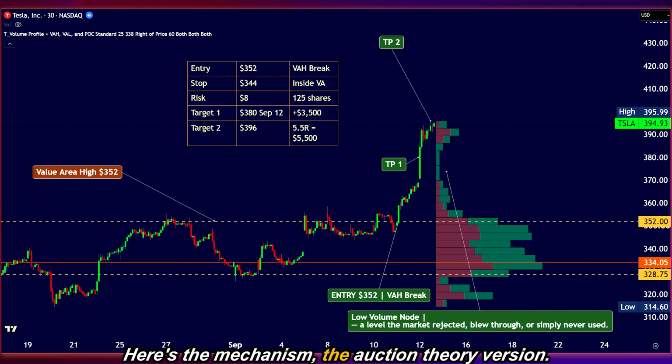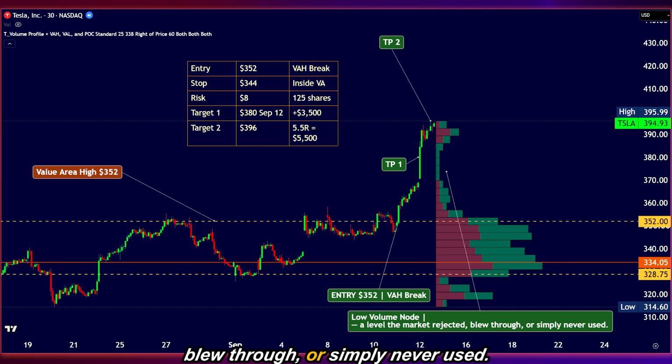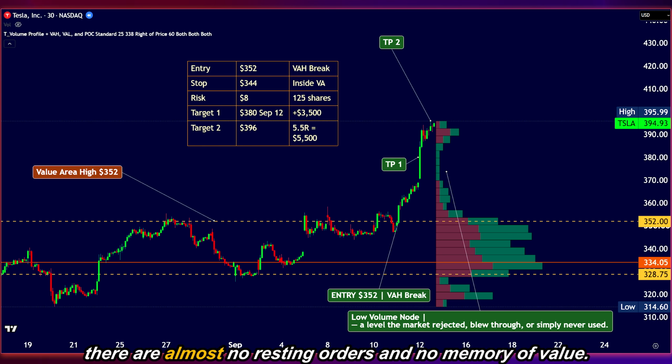Here's the mechanism, the auction theory version. Volume on a profile equals acceptance. It's where buyers and sellers agreed to do business and spent time. A low volume node is the opposite, a level the market rejected, blew through, or simply never used. Because so little traded there are almost no resting orders and no memory of value. Nobody's trapped.